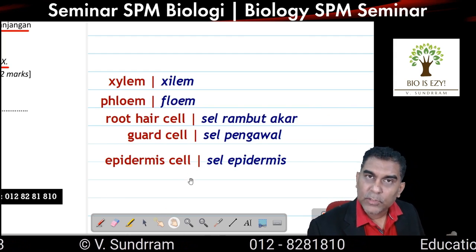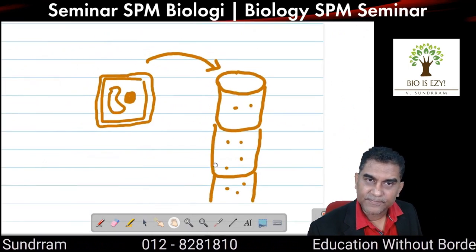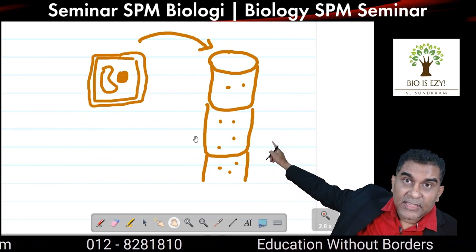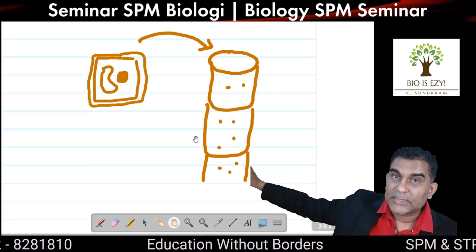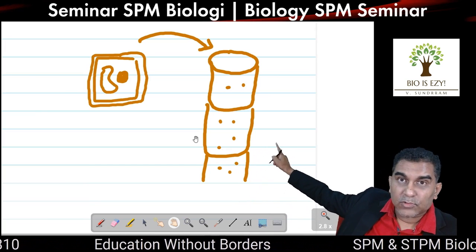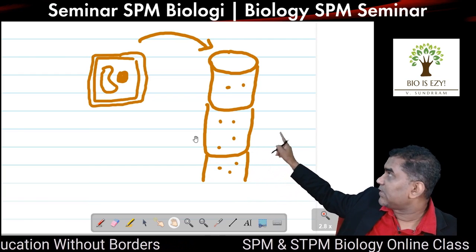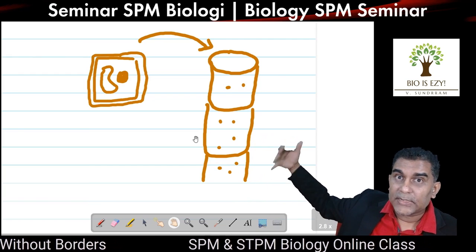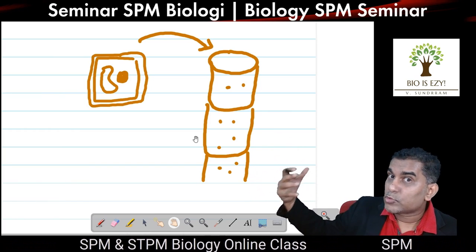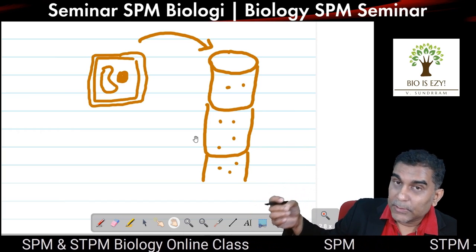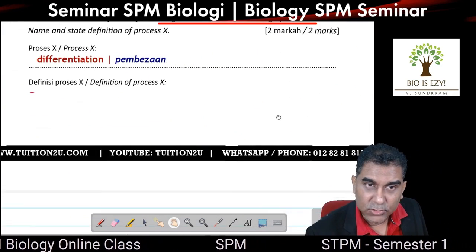So, apa maksud pembezaan? What is the meaning of differentiation? The shape of the cell, the structure of the cell changes to perform a specific function. Xylem wants to transport water. So, the shape and the structure change. Bentuk xylem, dia selalu berunga sebab dia nak mengangkut air. Selalu berunga maksudnya sel itu sudah mengalami perubahan bentuk dan struktur. Itu adalah jawapan untuk soalan seterusnya.